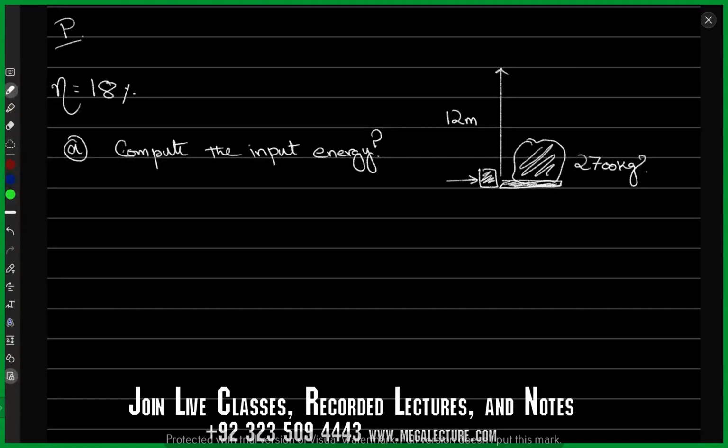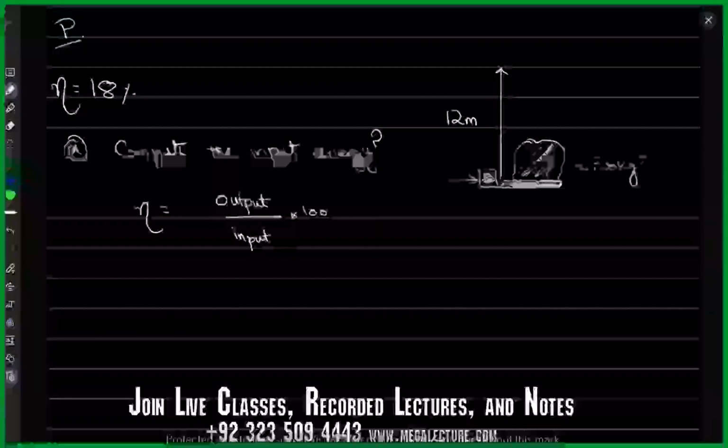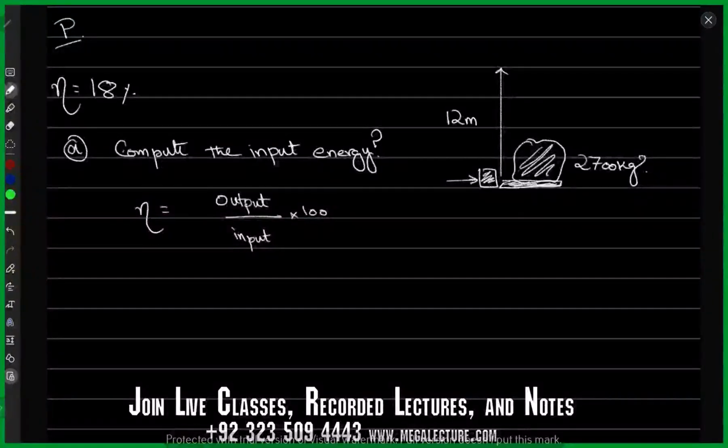Think about this. So 18% of the total energy. I'm giving it petrol, right? Now, only 18% of that petrol is going to be used to lift this mass to some height. So remember again, efficiency is the output that I'm getting divided by the input that I'm giving, times 100, just so that we can cater for the percentage.